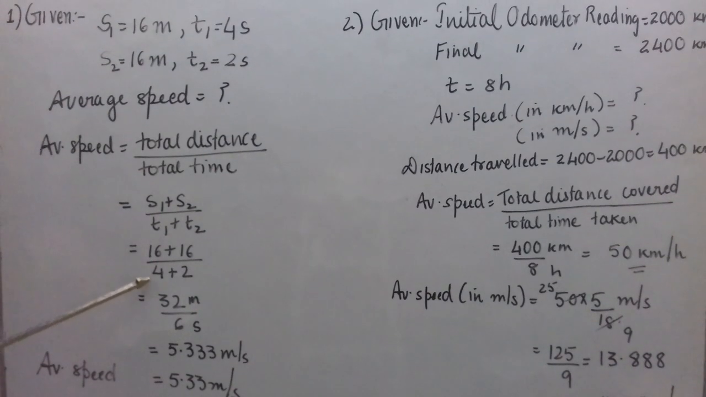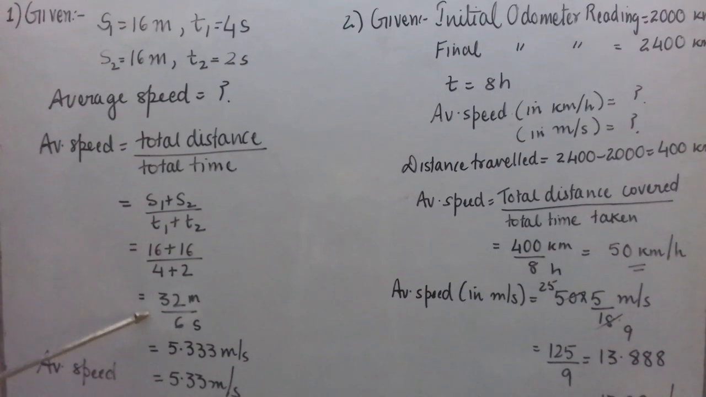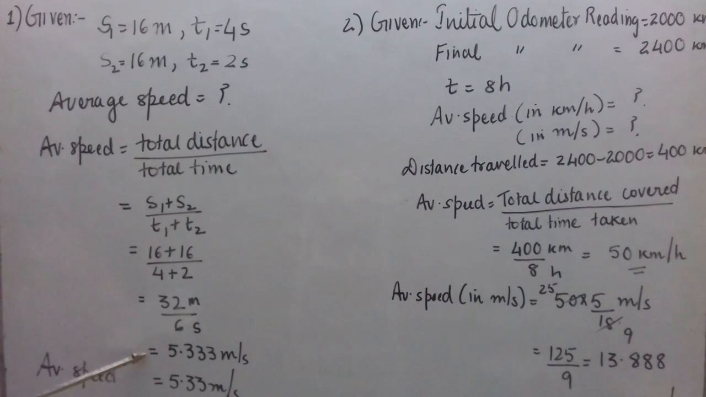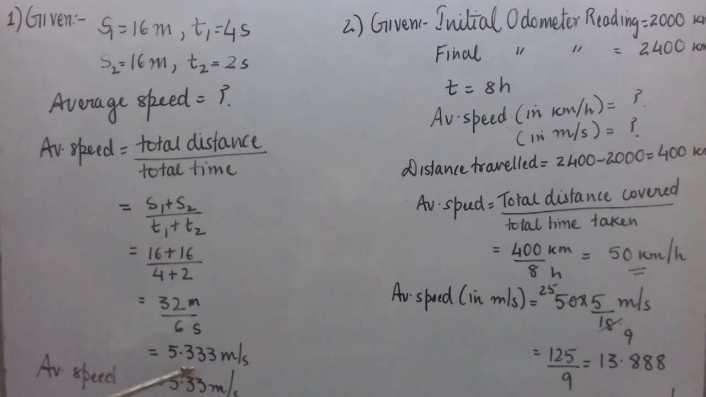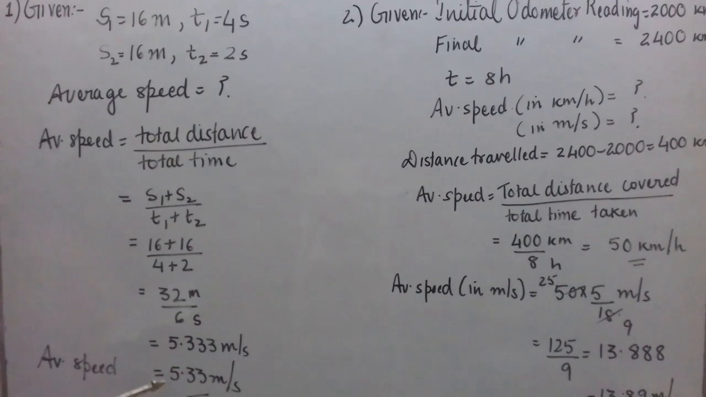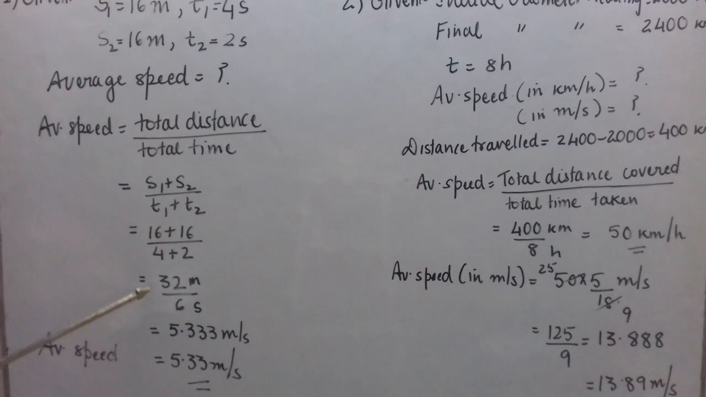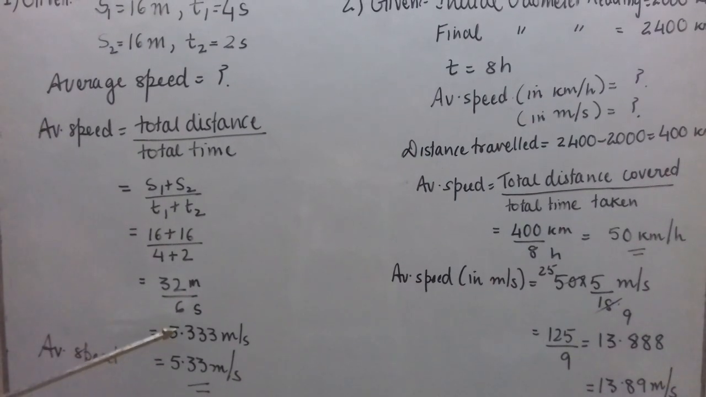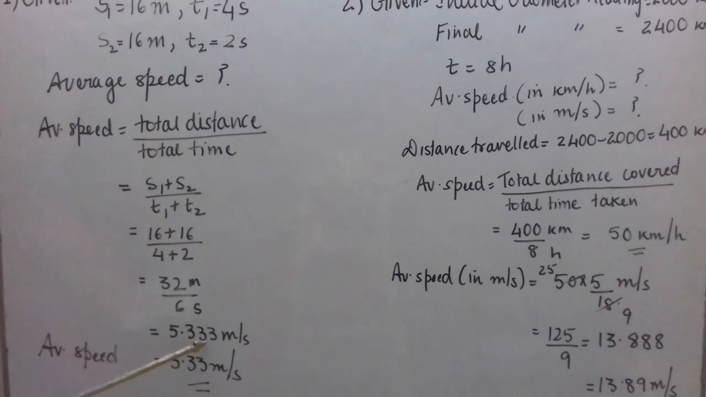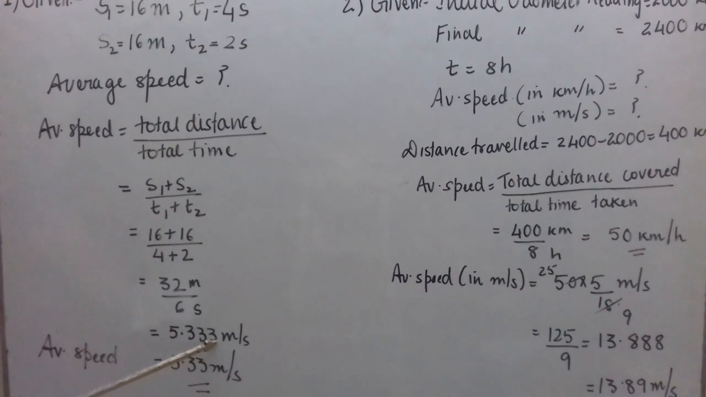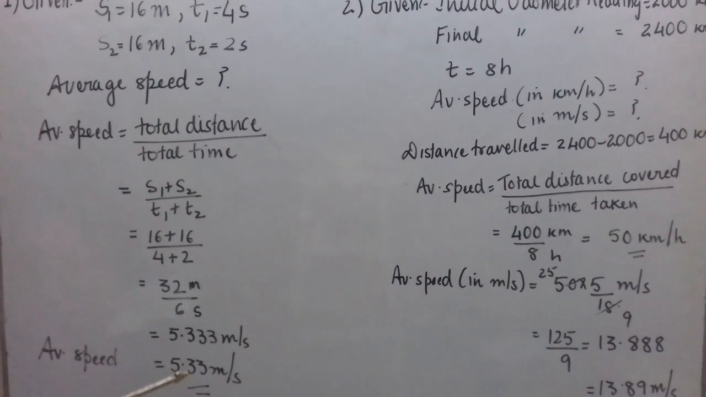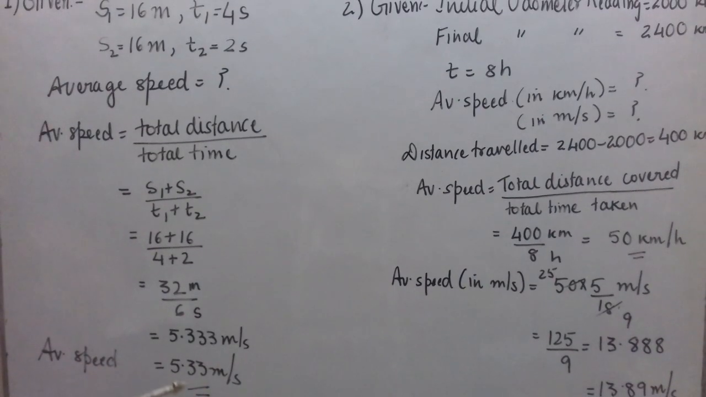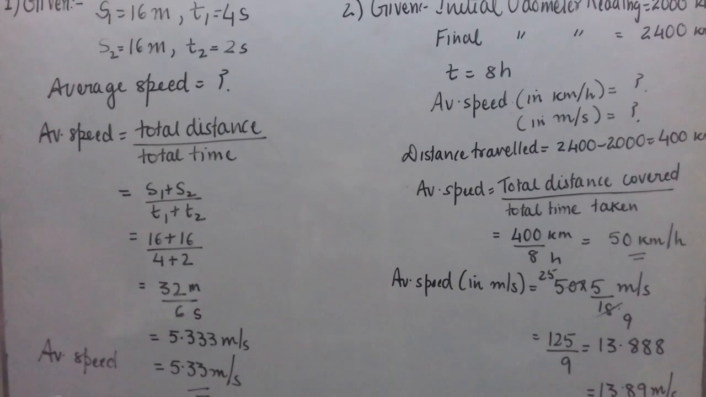And after doing the calculation here, we get the answer as usual in 3 decimal places and round it off to 2 decimal places. So our answer, 32 upon 6, is 5.333 meter per second. When we round it off, this number is less than 5, the last number, so I'll write it 5.33 meter per second. Very simple numerical.